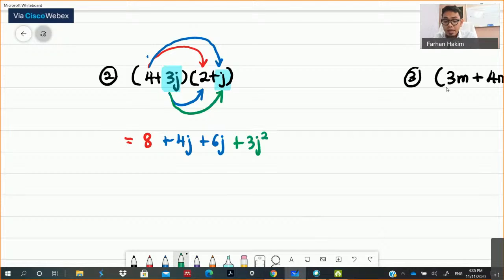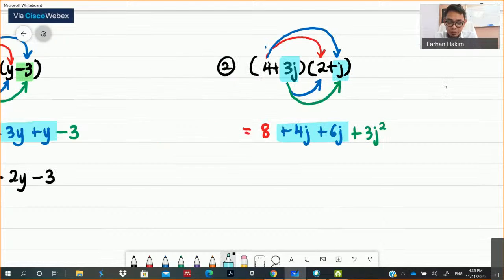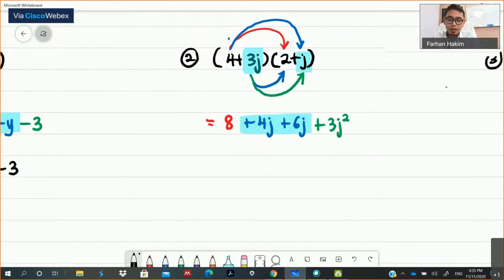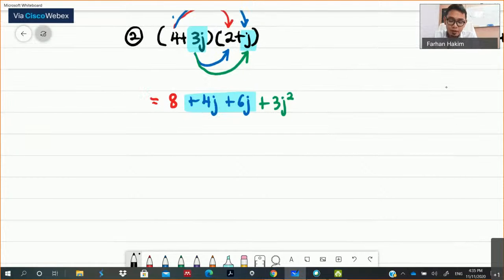Do we have the like terms that can be simplified? Yes, we have 4j plus 6j. So of course, it can be simplified to get 10j plus 3j square.